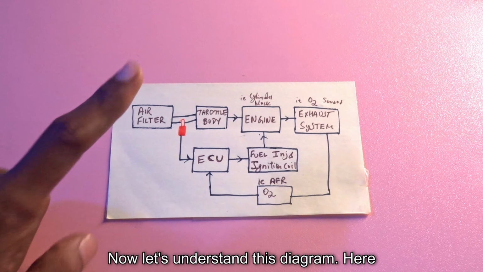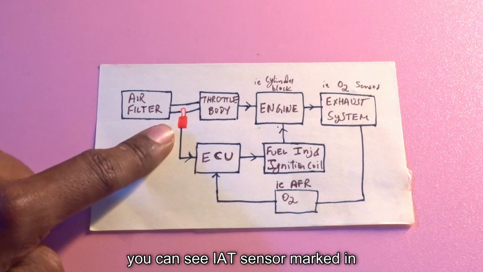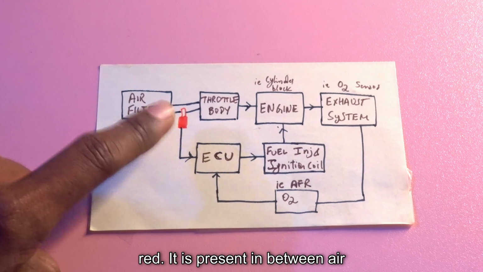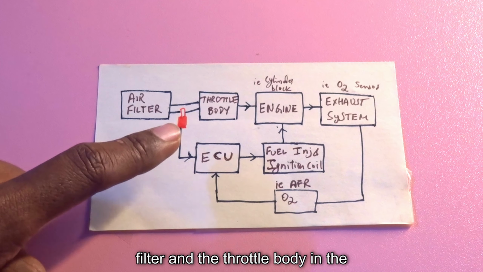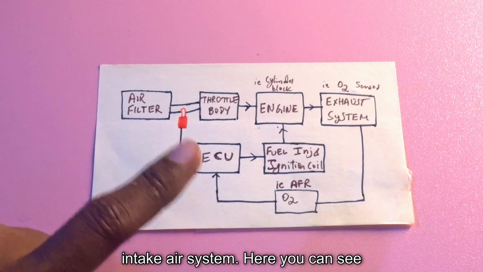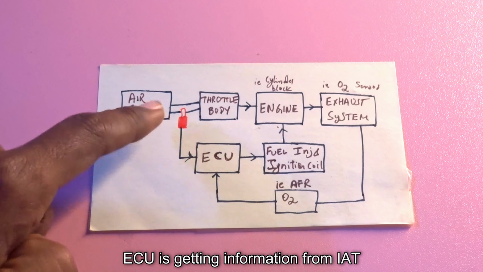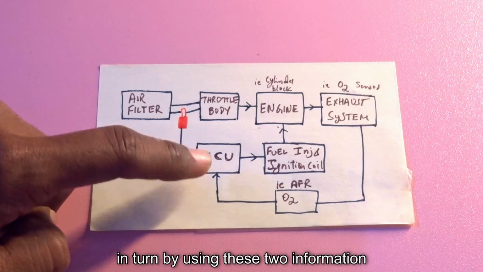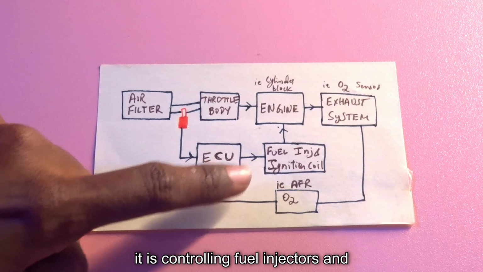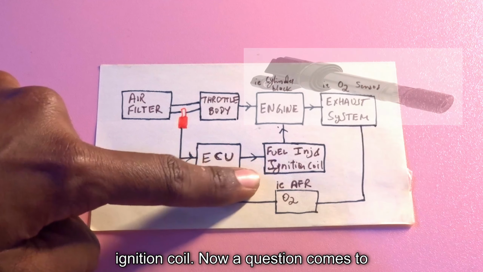Now let's understand this diagram. Here you can see the IAT sensor marked in red. It is present in between the air filter and the throttle body in the intake air system. Here you can see the ECU is getting information from the IAT sensor as well as the O2 sensor, and in turn, by using these two pieces of information, it is controlling the fuel injectors and ignition coil.